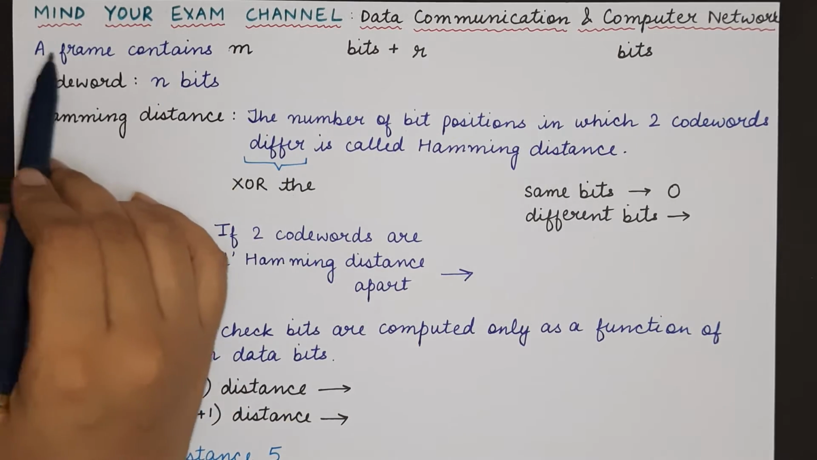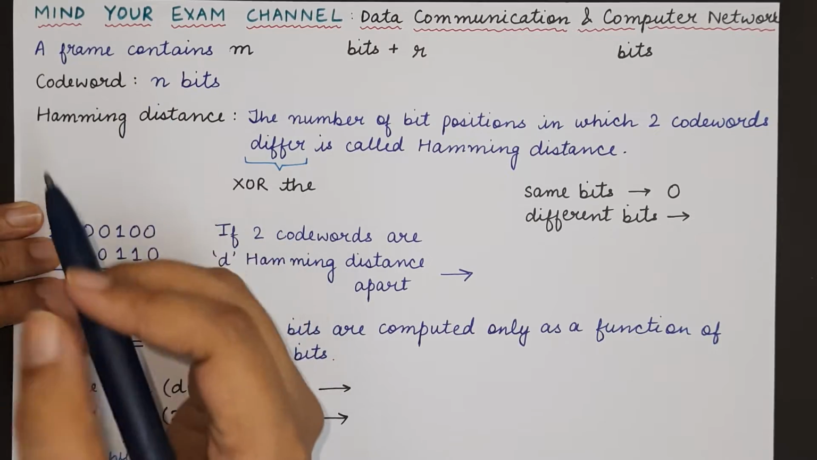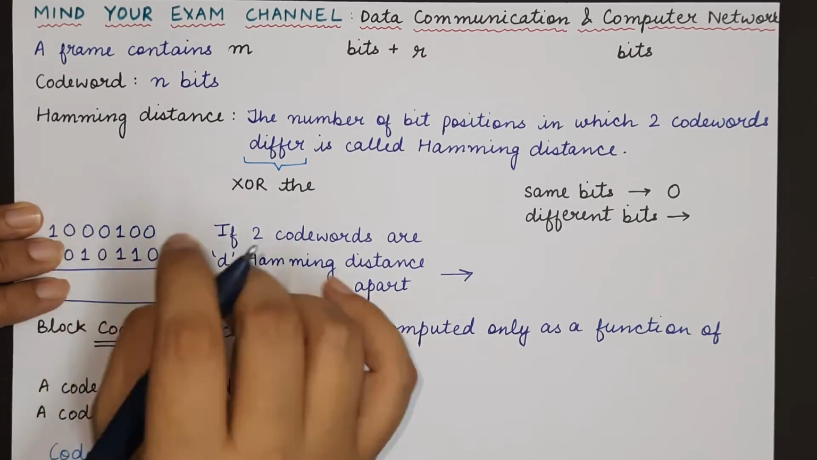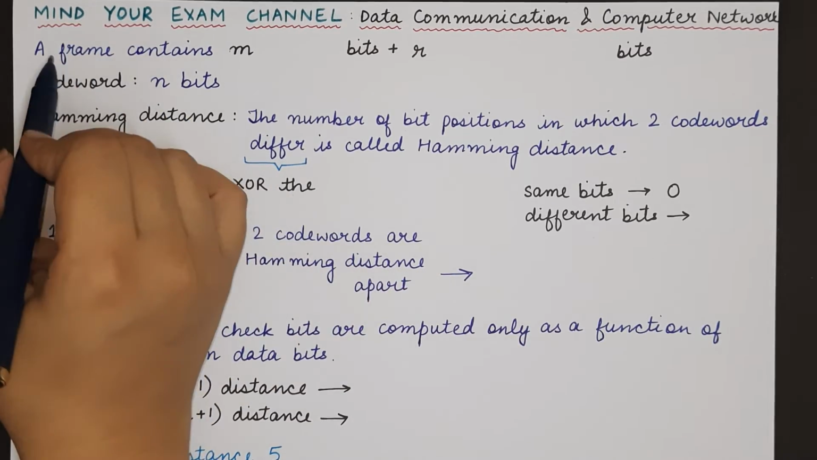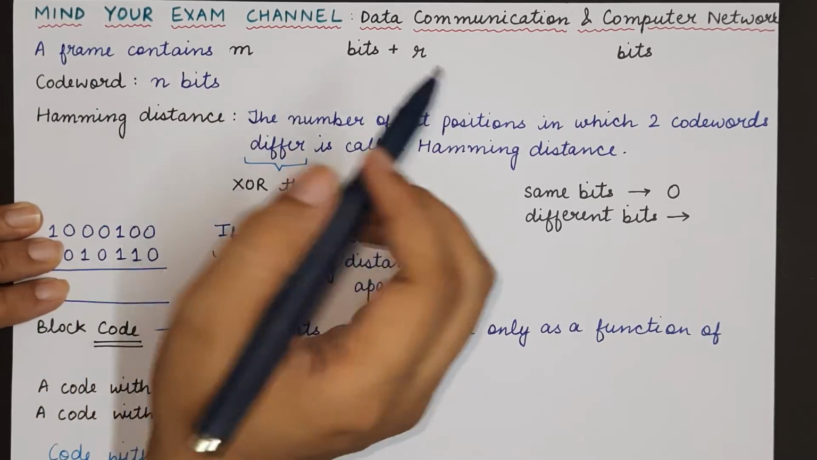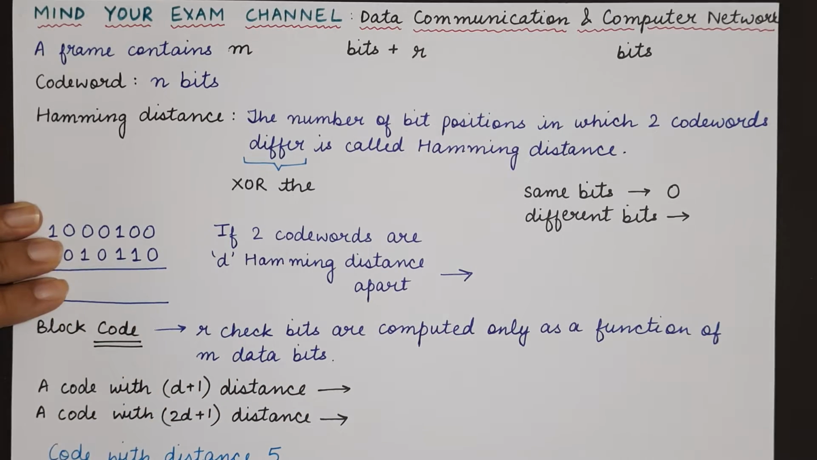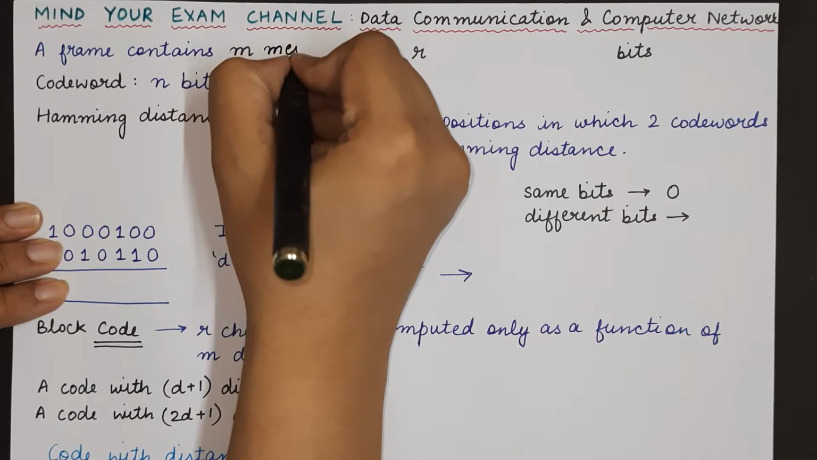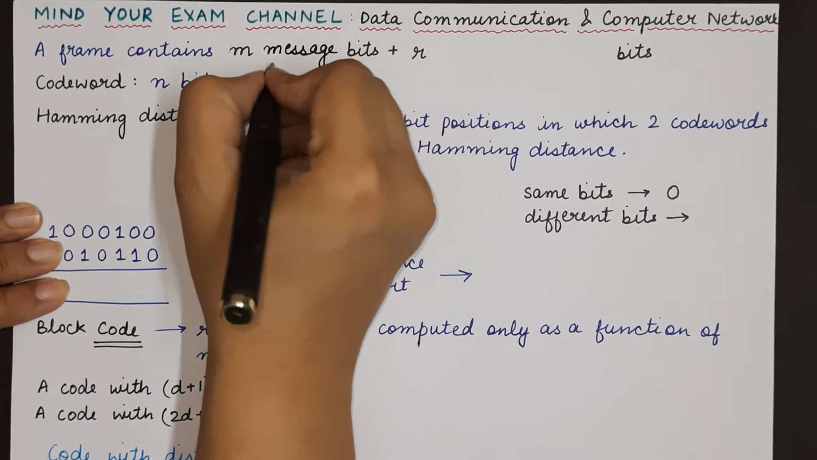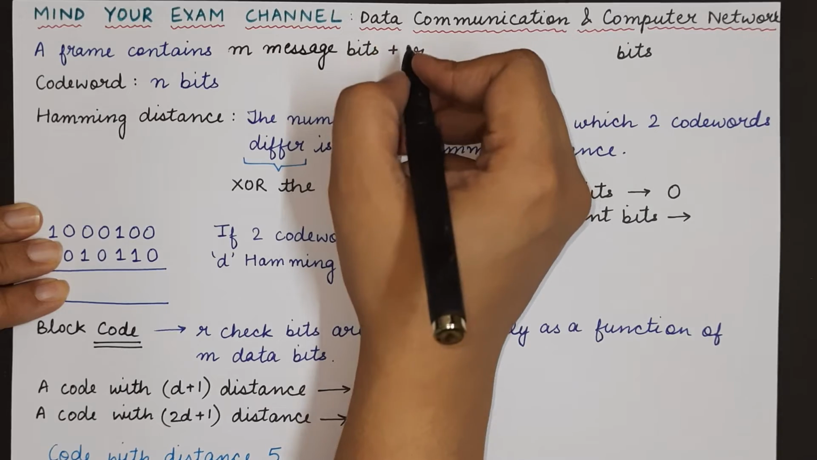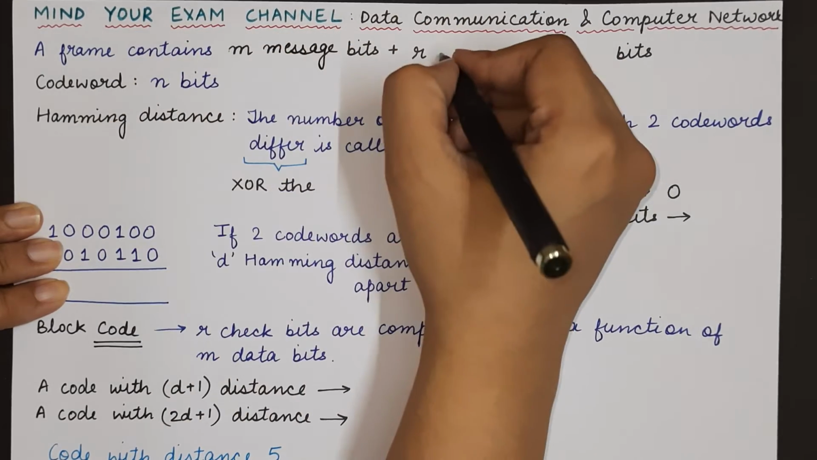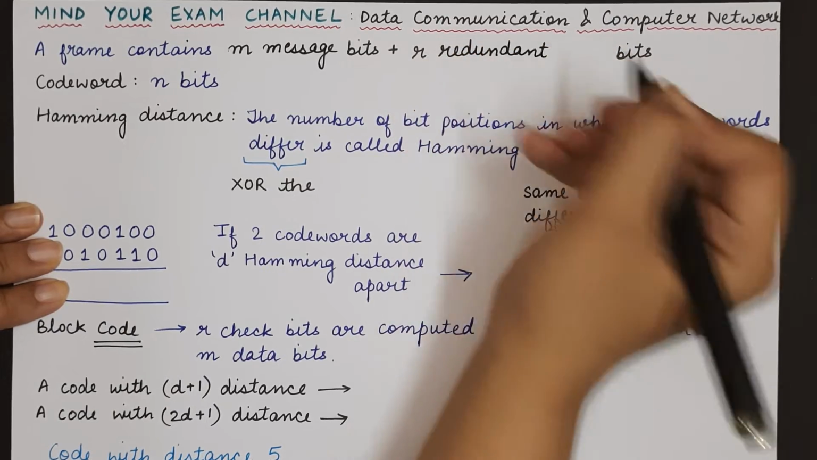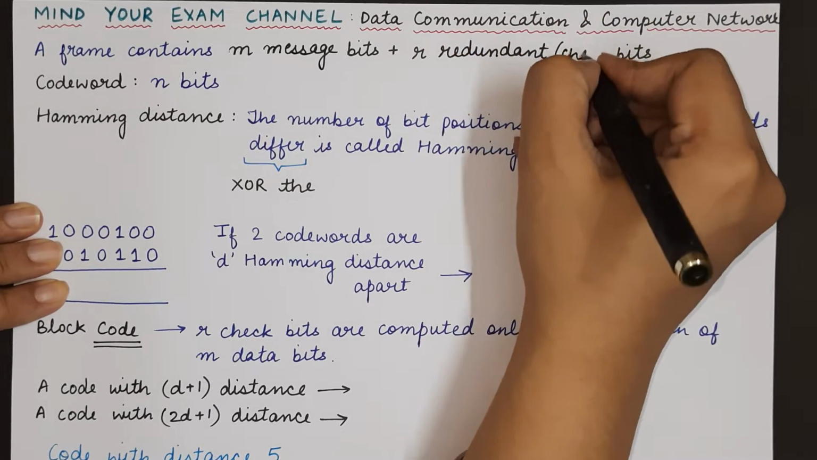So whenever there is a frame at the data link layer and we need to provide the facility of either error detection or correction, then the contents of the frame are divided into two parts. Basically, a frame will contain m number of message bits, which are also known as data bits. Along with that, in the frame there will be r number of redundant bits. Now these redundant bits are also known as check bits.